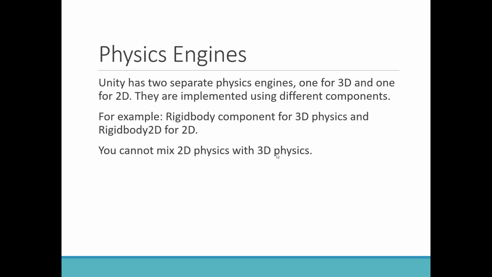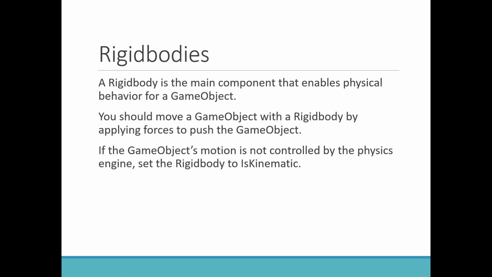You cannot mix and match. So you could not use a sprite with a 2D rigid body and a 3D collider. You're going to have some issues when it comes to handling interactions with other objects. So make sure whenever you set up your projects, do not mix 2D and 3D.